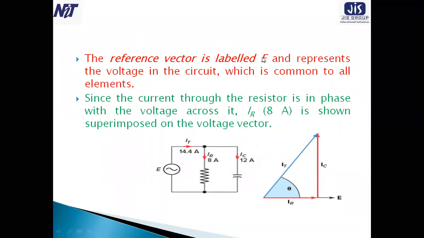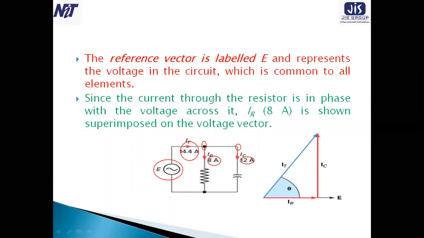So here in this given circuit, if you follow, you will be able to understand the parameters. I already explained the circuit. The voltage source is E, and the total current is IT, that is 14.4 ampere. From this node the current is divided into two branches. One current goes through the resistor, IR, equal to 8 ampere. Another goes through the capacitor, IC, and the value of IC is 12 ampere.